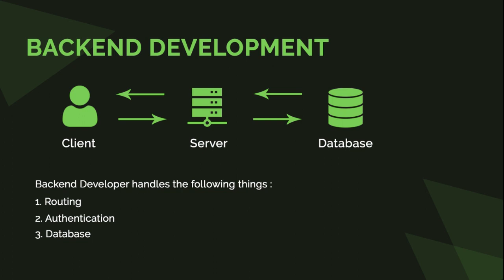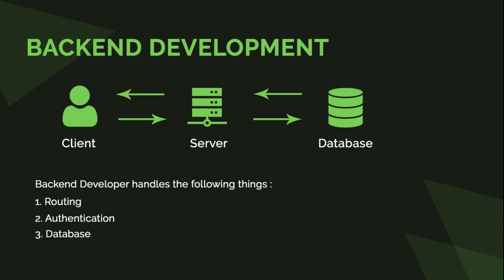So it is the job of a backend developer to handle the client request and also give them back the response. Okay, so basically a backend developer handles three things at the core. All right, the first one is routing, which we talked about just now. Client sends a request and you give them the response.